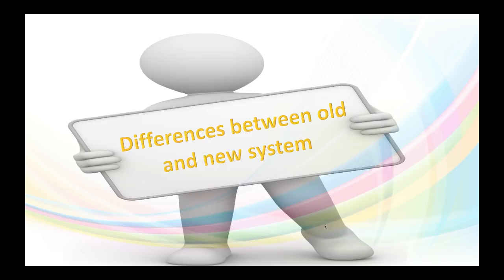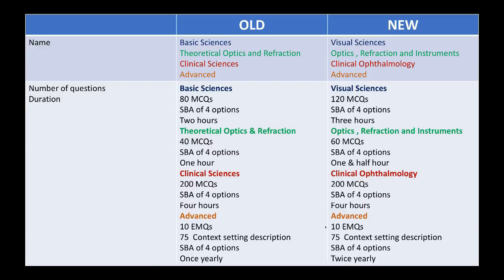Okay, so let's now talk about the differences between the old system and the new system of the International Council of Ophthalmology exams. The new regulations also set new criteria for the exams that are different from the criteria of ICO exams in the previous years. So let's see what is the difference between both of them.